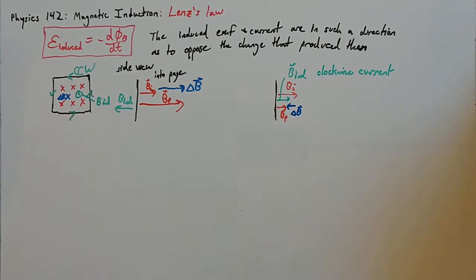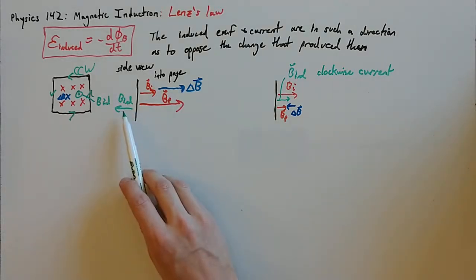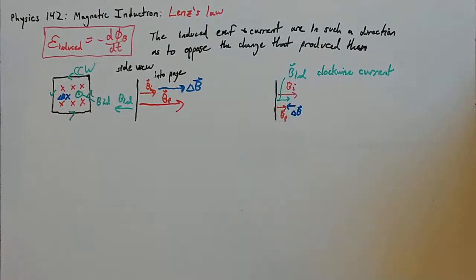So there are a few steps you have to go through every time to think through this. You need to think, is the flux through the loop increasing or decreasing? If the flux is increasing, then you need to do something to oppose that. If it's decreasing, you need to do something to oppose that. This is a little tricky, so take your time and think about it a little bit. Let's do another example and see if we can understand this even more.